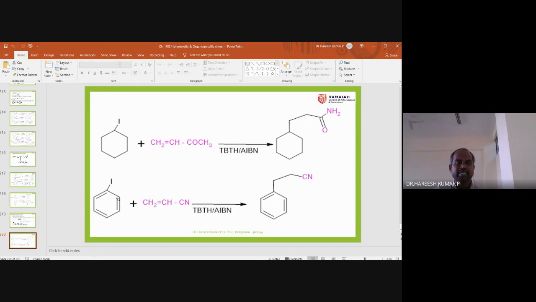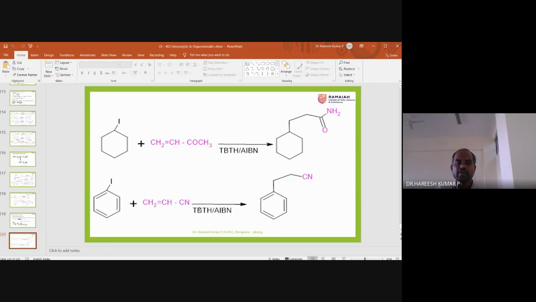But here I am taking an aryl halide. This is an aryl group. So this aryl halide, when it is treated with acrylonitrile, the name of this compound is called acrylonitrile. And then what is the name of this compound? Is it acrylamide? It's not an acrylamide. It's an acryl methyl ketone. Of course, you can also say vinyl methyl ketone, but this is acrylonitrile. So what is here again? AIBN is a radical initiator.